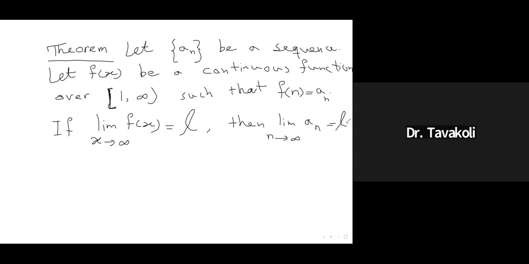So let's apply this theorem to some examples to see how it works. Suppose the sequence is this sequence. Let a_n be 2n plus 1 over 5n minus 3, for n more than or equal to 1. So this is our sequence. I can give the values 1, 2, 3, 4, and so on to find the terms of this sequence.